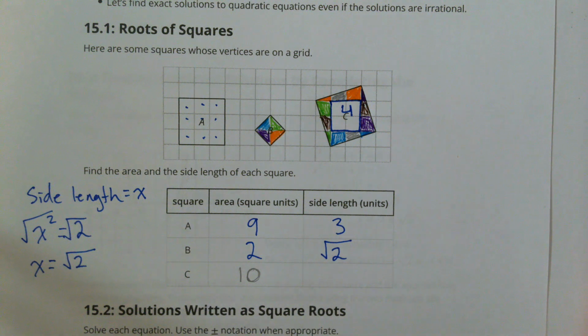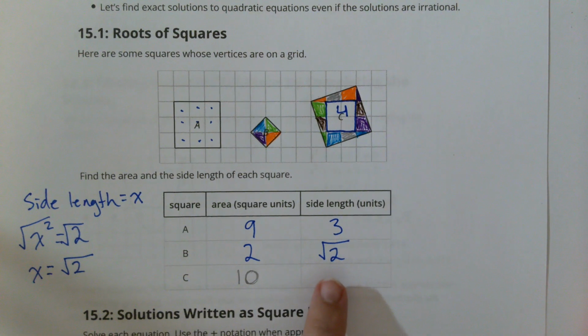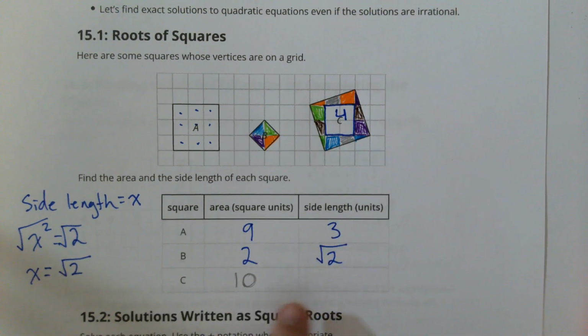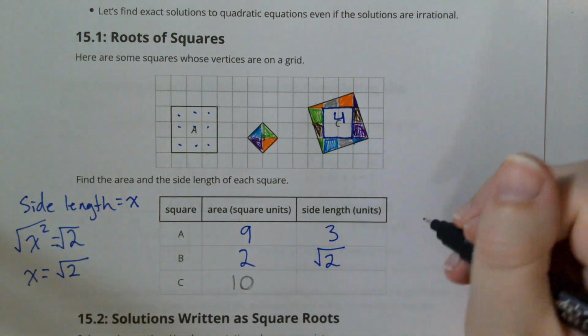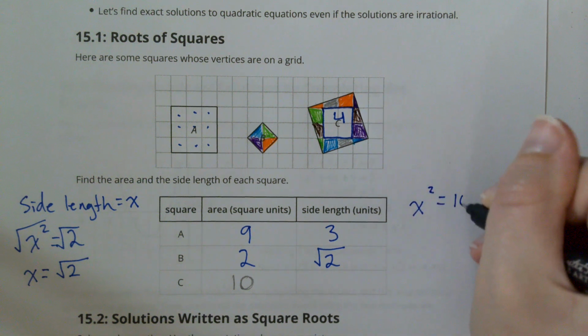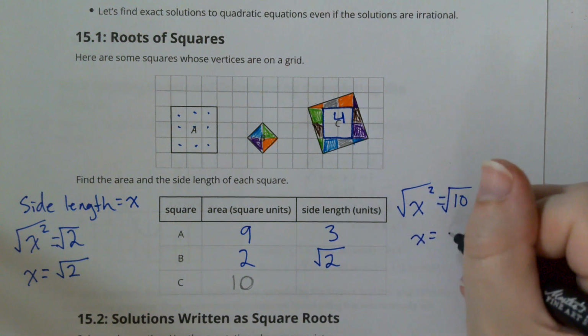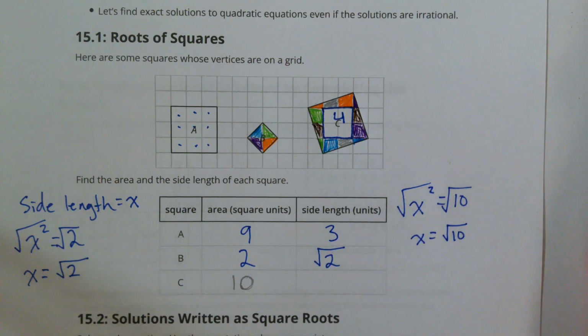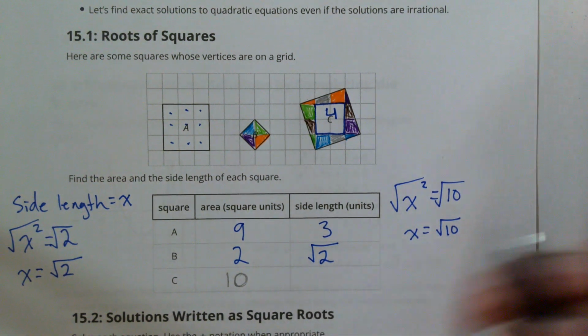So then if my area is 10, then I know that my side length, I have to be able to take my side length squared and get 10. Same thing like we're doing here. So again, we can say our side length is x. So x squared gives me 10. So then if I square root both sides, then my x, which is my side length, is just the square root of 10. And we can't simplify that. So we're just going to leave it as the square root of 10.